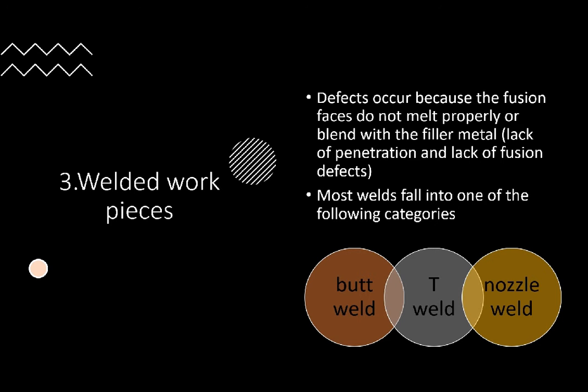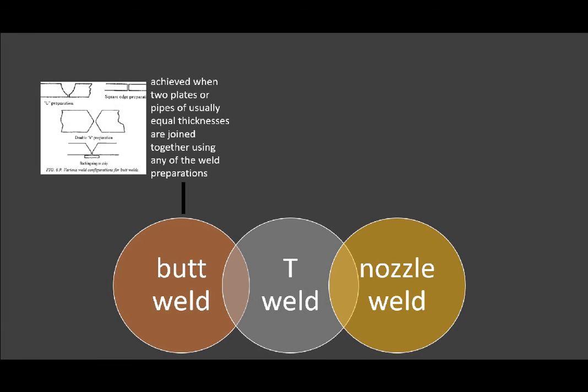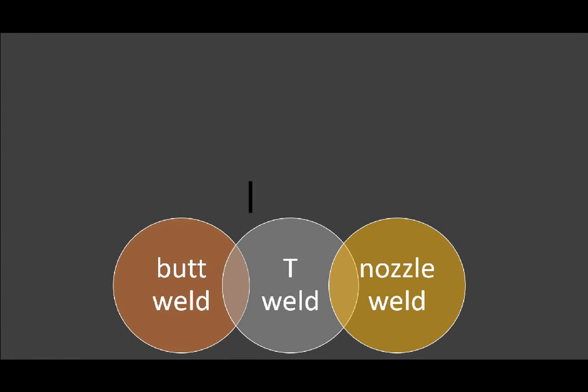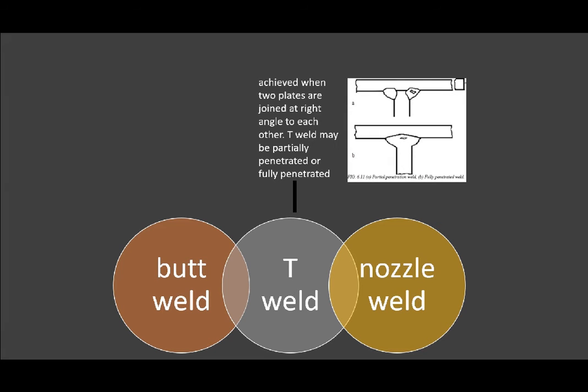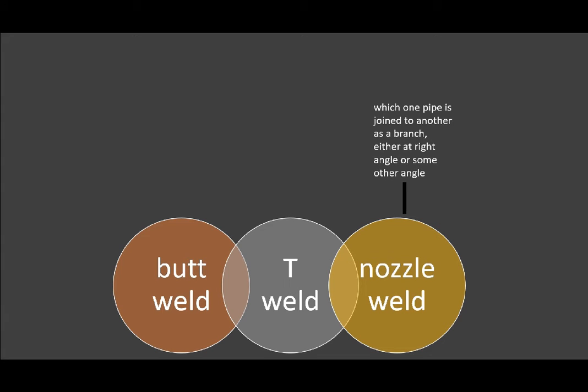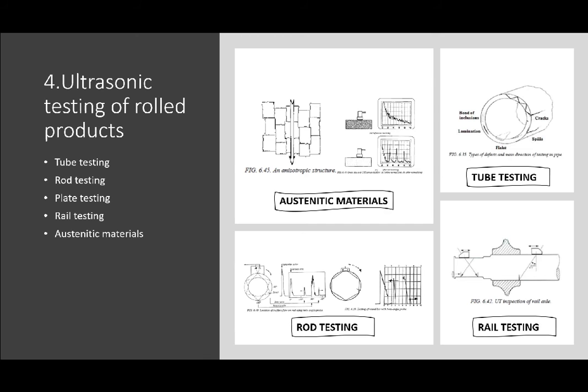The third one is welded work pieces. The defects occur because the fusion phases do not melt properly or blend with the filler metal, or due to lack of penetration and lack of fusion defects. Most welds fall into one of the following categories. The first one is the butt weld. Next is the T-weld. The last one is the nozzle weld.